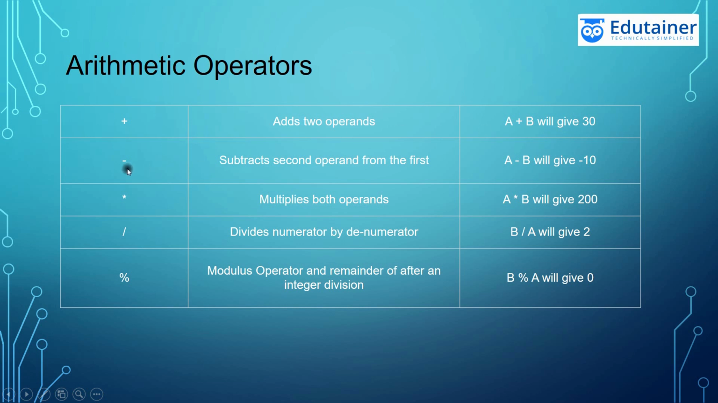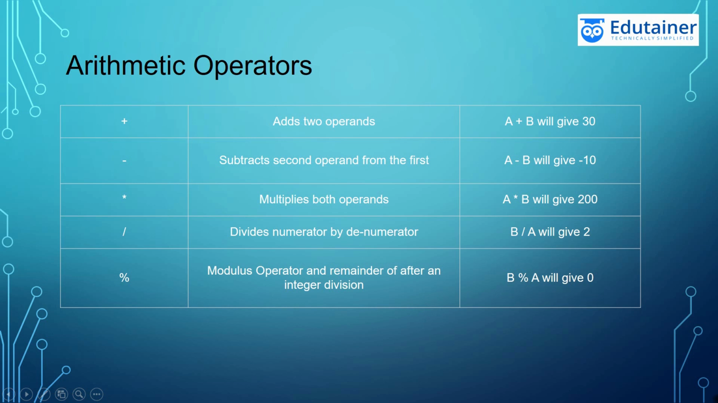Similarly, over here, subtraction. It will subtract the second operand from the first one. A minus B will be giving us minus 10. Similarly, multiplication will be helping us to multiply both the operands. A multiplication B will be giving us 200. Division will help us to divide the numerator by denominator. B divide A will give us 2. Then the modulus operator helps us to provide the remainder. So the remainder is 0.